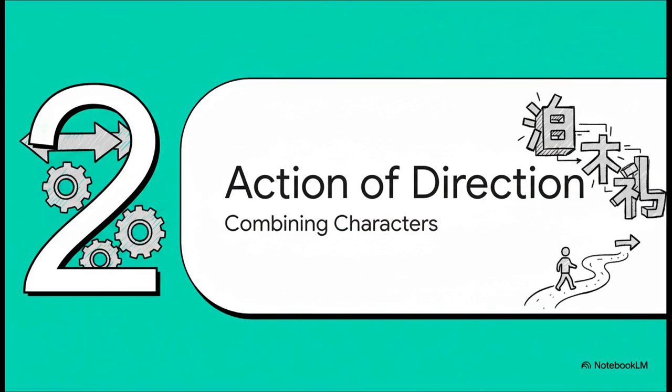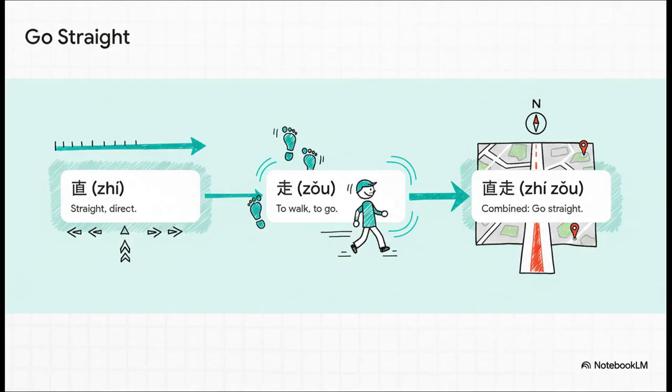Let's move on and see how this all comes together. So to say go straight, we combine two really straightforward ideas. First, we have 直, which means straight or direct. Then we have 走, which means to walk or to go. You put them together and the logic is perfectly clear. 直走, literally straight walk, or as we'd say, go straight.